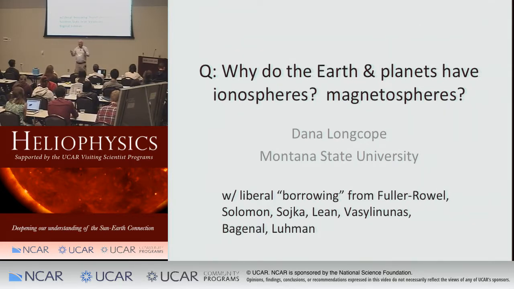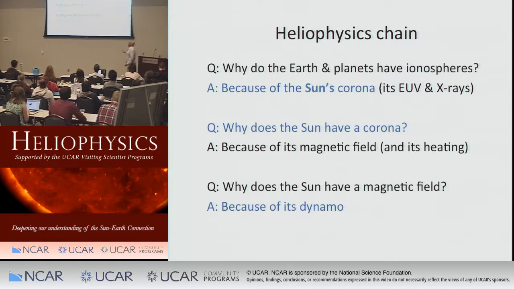And then we took a break and actually heard from people who really knew what they were talking about before you had to hear from me again. And now I'm going to finish this by asking why it is that the Earth and other planets as well have ionospheres and why they have magnetospheres. And I'm going to start with the ionosphere part.